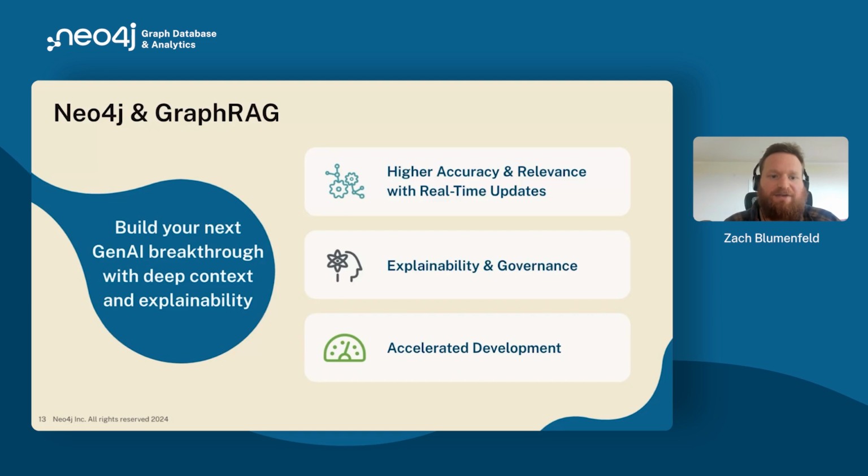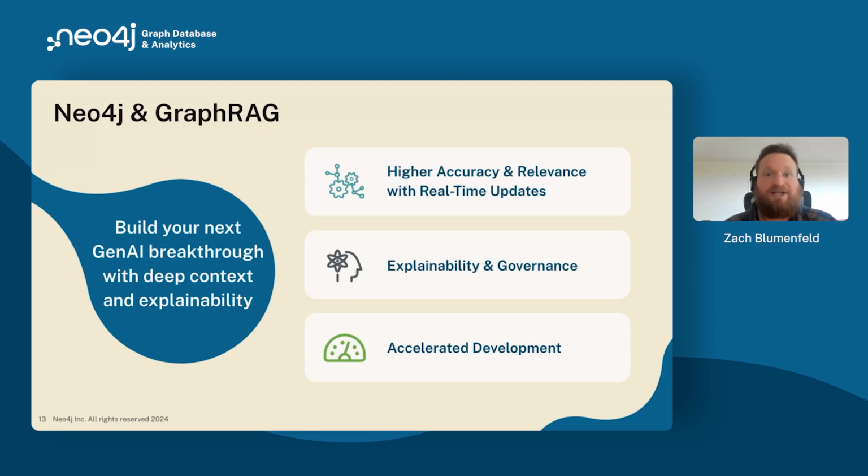And when we think about the sort of value that comes with the Neo4j database for GraphRAG, it really breaks down into three high-level things. One of them is higher accuracy and relevance by being able to provide additional context from a knowledge graph. And the fact that Neo4j is an operational transactional database, which means that you can update your data in real time and make that immediately available for AI models.